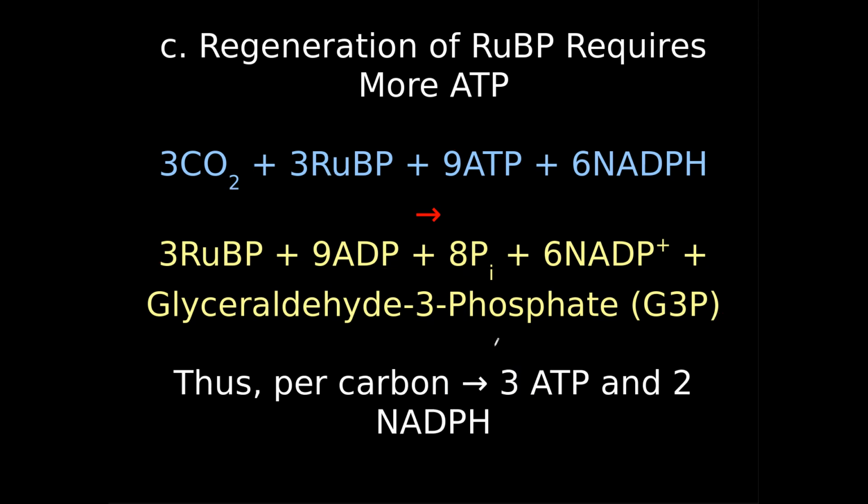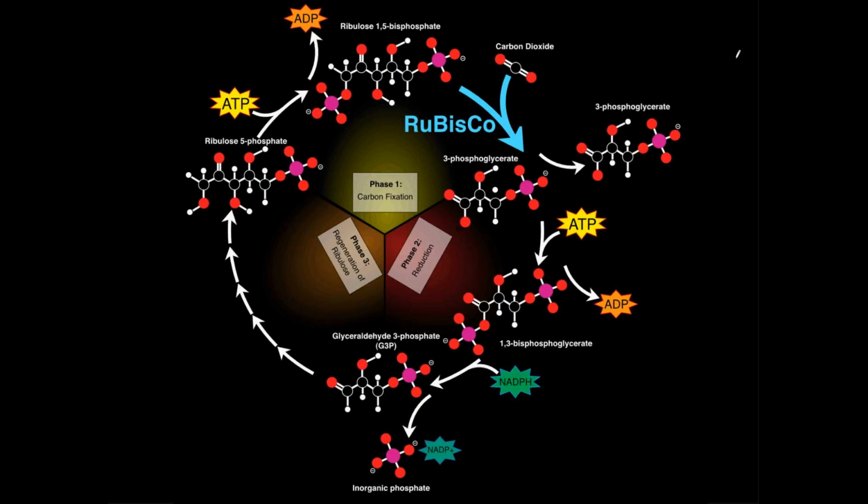Thus, per every carbon that we're integrating, so divide this all by 3, we are going to use 3 ATP and 2 NADPH to regenerate each ribulose bisphosphate. Okay, so let's talk about the specifics of this. Again, we're going to start with a ribulose 1,5 bisphosphate and a carbon dioxide. Through the action of Rubisco here, we are going to get 2 3-phosphoglycerate.